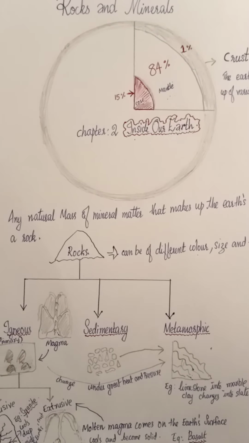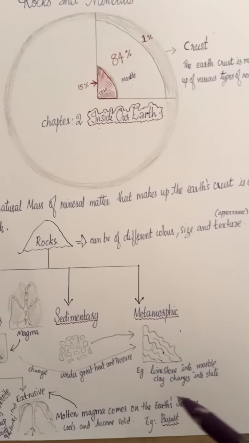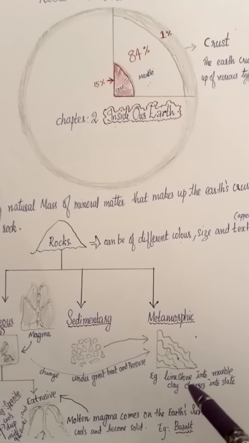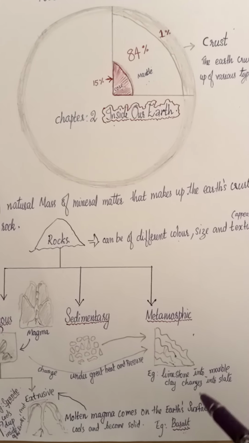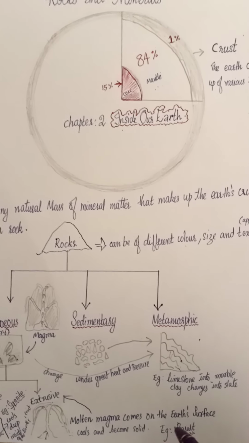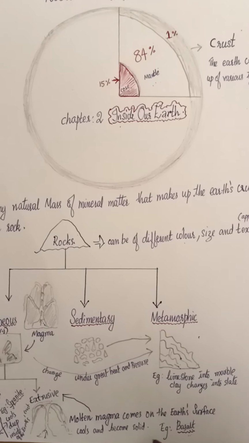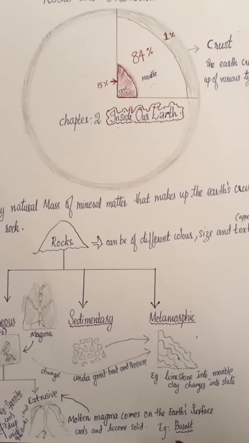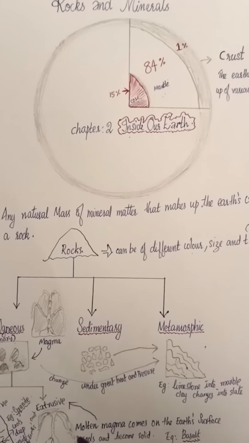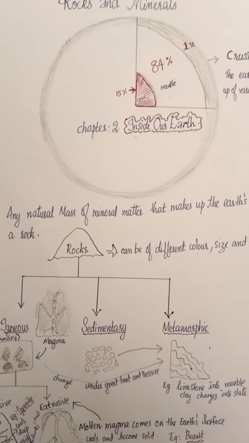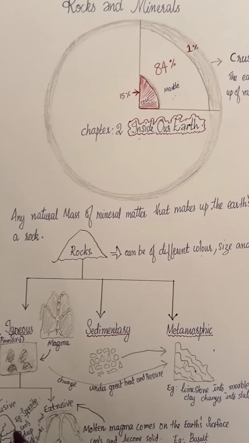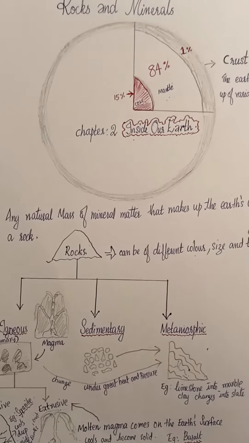In metamorphic rocks, there is a change that happens. For example, limestone changes into marble, clay changes into slate. Molten magma comes onto the earth's surface, cools and becomes solid. For example, basalt is an extrusive rock. An example of intrusive rock is granite.